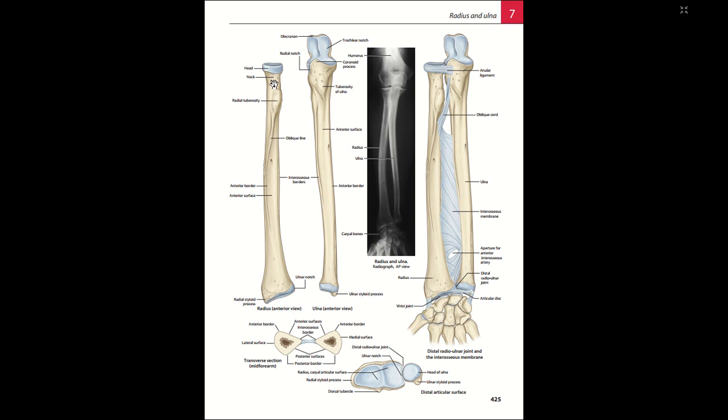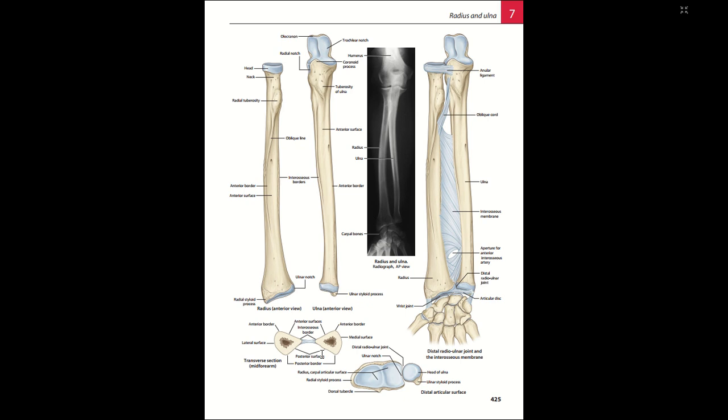Below the head there is a constriction which is called the neck. And remember, this is a very important point because when we did the content of the cubital fossa, we said the brachial artery bifurcates at the level of the neck of the radius.